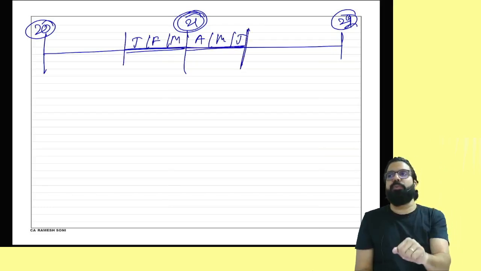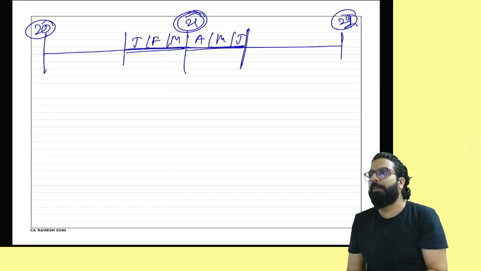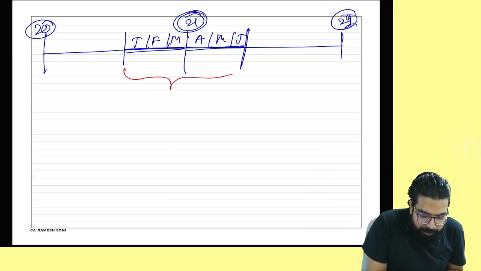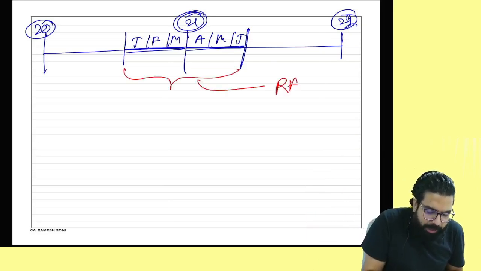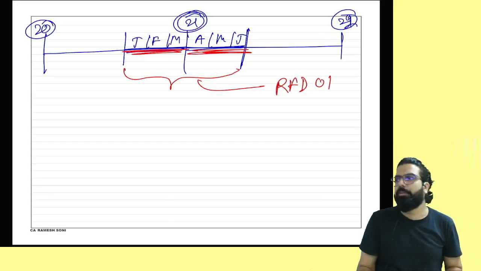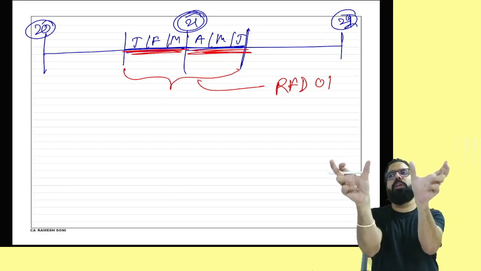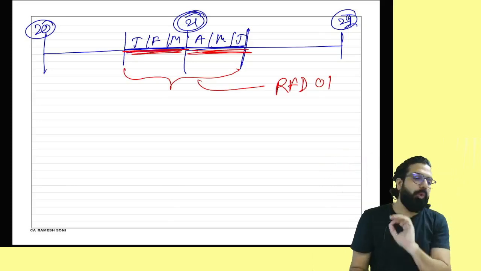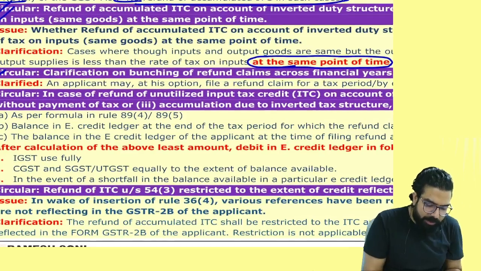My question to all of you: I want to file a refund application. A refund application you can file for a period together. Can I club this period together and file one refund application in which 2 different years are involved? They went ahead and told that even if it is 2 different years, you can club them and file one refund application, no problem at all. The clarification was given over here.